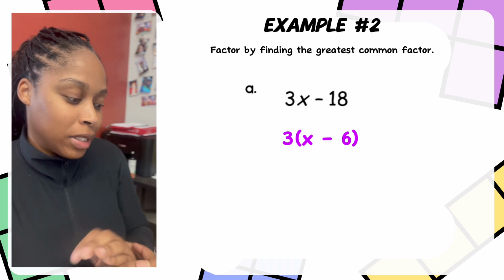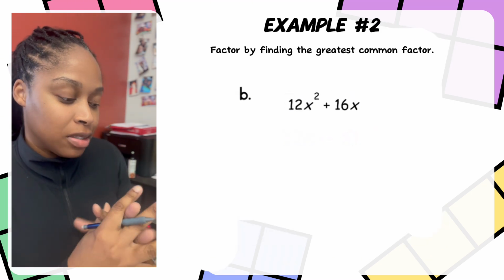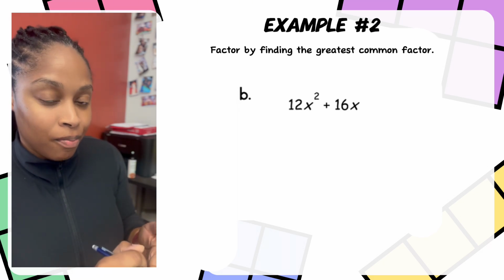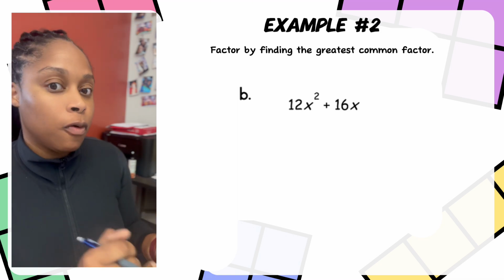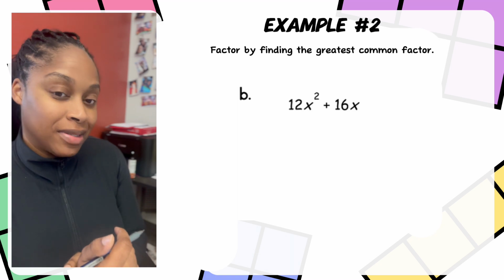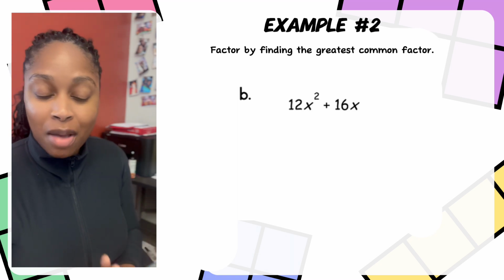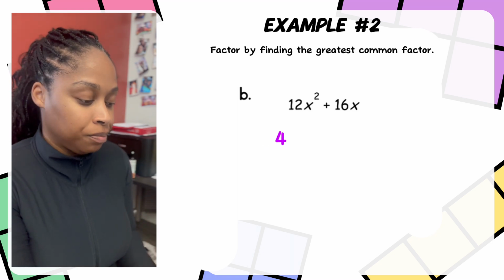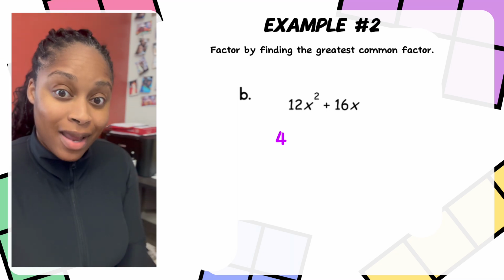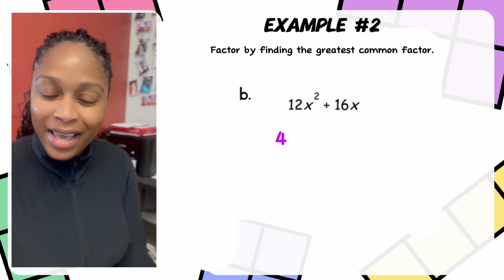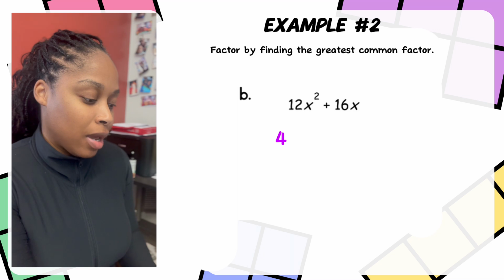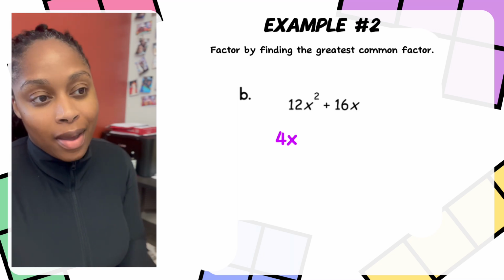Okay, so let's move on to part B. So I have this binomial here. So it's 12x to the second power plus 16x. Okay, so both terms have numbers, both terms have variables, which means I'm taking out both. So looking at 12 and 16, I see that my greatest common factor is going to have to be 4. And then my first term has an x squared. My second term has an x, which means I need to take out the most amount that appears in both, which is only 1. So I'm going to take out an x. So my GCF is 4x.